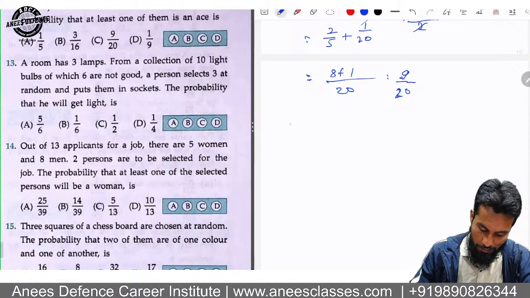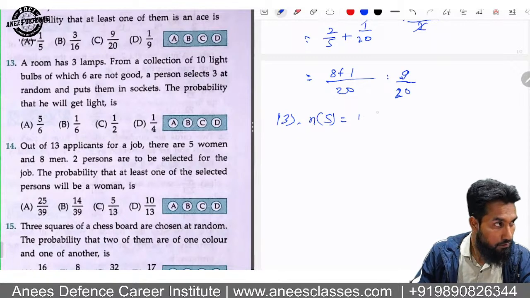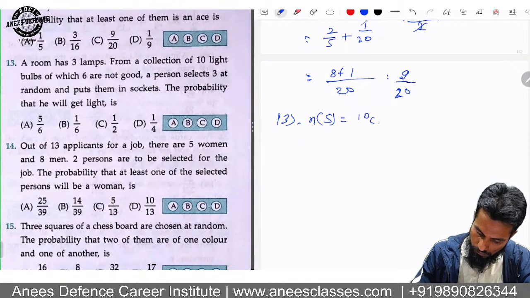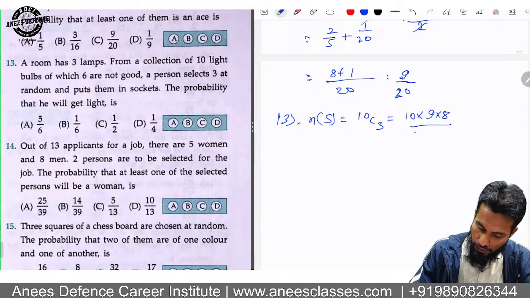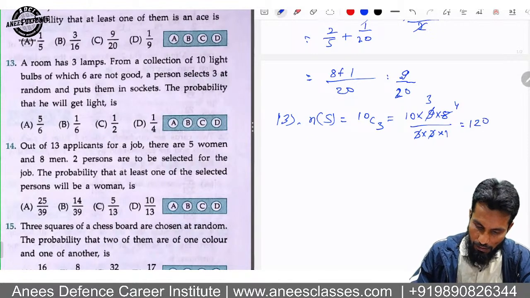So first, to find out the sample space, how many outcomes will you get? N of sample space will be equal to 10C3, because you are drawing three bulbs, no? That's why. So what is the value of 10C3? 10 into 9 into 8 divided by 3 into 2 into 1. Fine. 3 and this 2, 4. 4 into 3, 12, 10, 120. Fine. So you got the sample space.